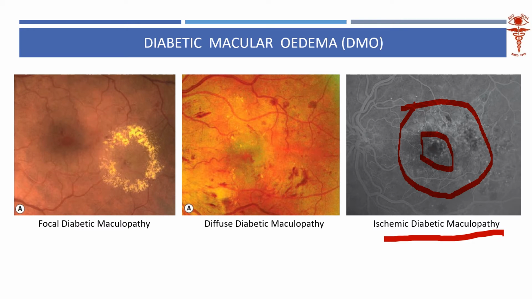More than this kind of FFA, we will also do in maculopathy another investigation called OCT, optical coherence tomography. An optical coherence tomography is also done in a patient with diabetic maculopathy.